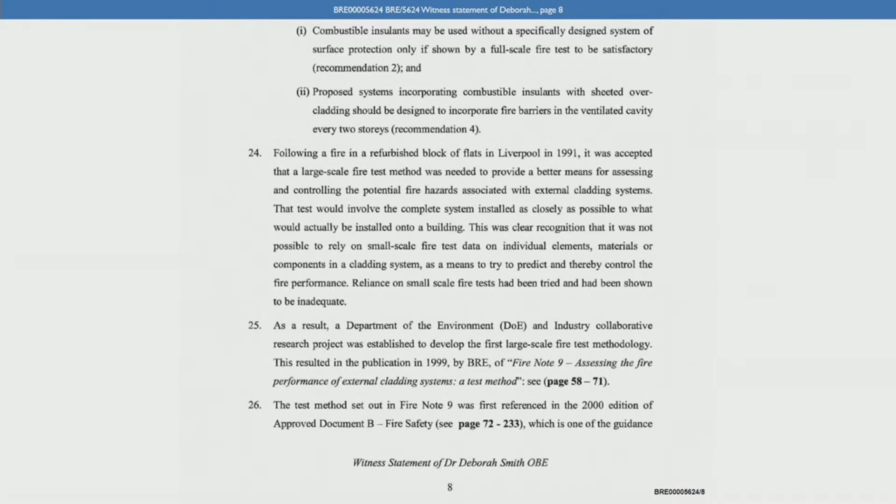Page 8, paragraph 25. And at the foot of the page, we can see paragraph 24 is the one we read before, about reliance on small-scale test data. You see that? And then if you look at paragraph 25, you say this: as a result, a Department of the Environment, DOE and Industry Collaborative Research Project was established to develop the first large-scale fire test methodology. This resulted in the publication in 1999 by BRE of Fire Note 9, assessing the fire performance of external cladding systems, a test method.